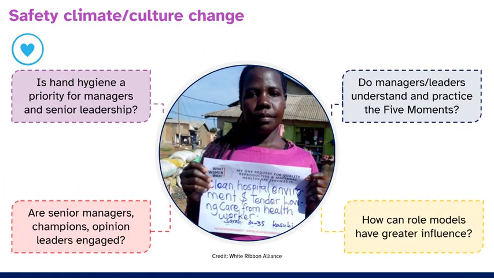Cultivating an environment that values accountability and continuous enhancement enables every individual within the healthcare setting to contribute actively to maintaining high standards of hand hygiene and infection prevention. This culture is influenced significantly by the leaders and managers. If leaders and managers fail to demonstrate commitment, it's unlikely that hand hygiene will be valued, supported, funded, or championed.